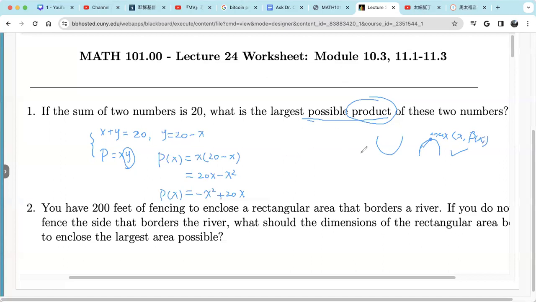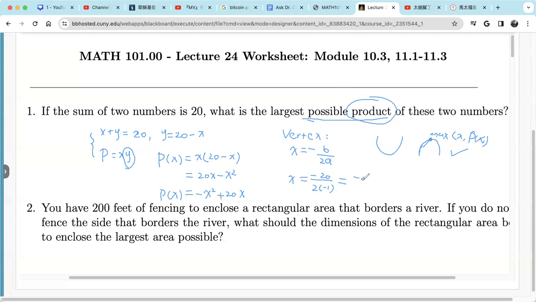Okay. So how do we find a vertex of a parabola in quadratic function? We have this formula, x, so let's write down vertex. X equals negative b over 2a, right? Where is a? A is a number before x squared. In this case, a is -1. B is a number before x. In this case, is 20.